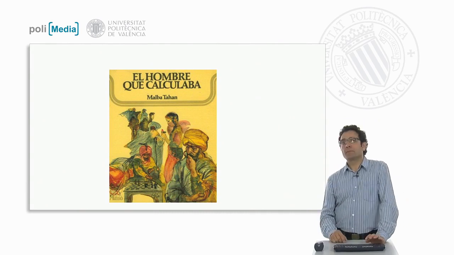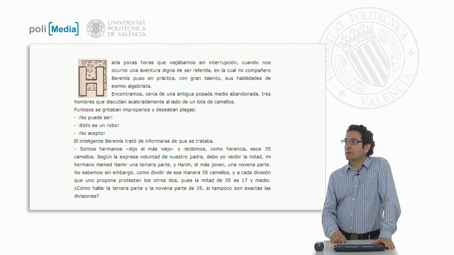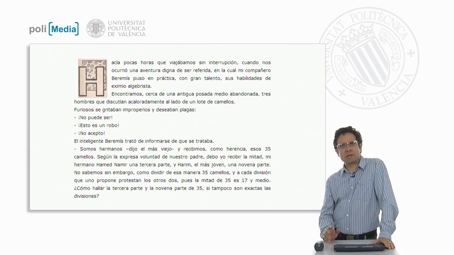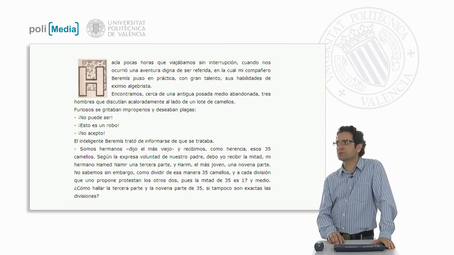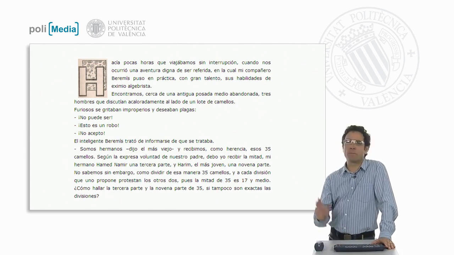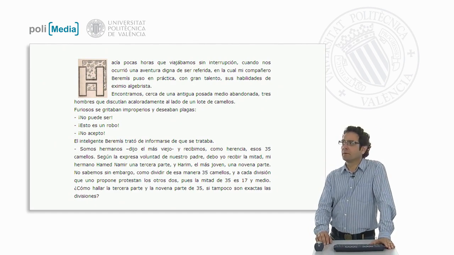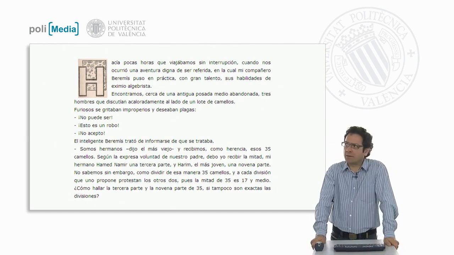Let's introduce today's lesson talking about what Malba Tahan said in one of his many trips. He said that the Man Who Calculated found near an old inn 3 men who were arguing loudly next to a lot of camels. They were all furious, and they shouted disrespectfully non-stop. "Well, it can't be, this is a robbery, I don't accept it," one of them said. Our intelligent protagonist, the Man Who Calculated, tried to find out why they were shouting.